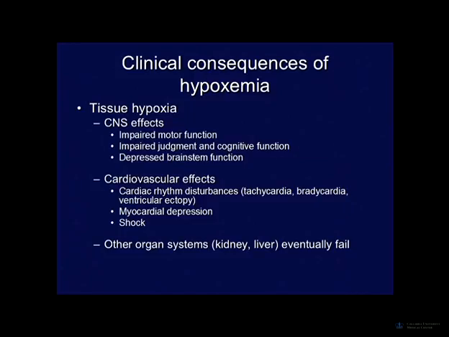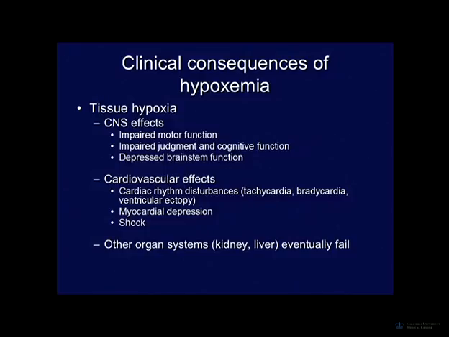Okay, what are the consequences of hypoxemia? Hypoxemia is low oxygen in the blood. That's why we say hypoxemia. But hypoxia is low oxygen at the level of the tissues. So there are CNS effects: impaired motor function, impaired cognition, decreased brain function, decreased brain stem function.